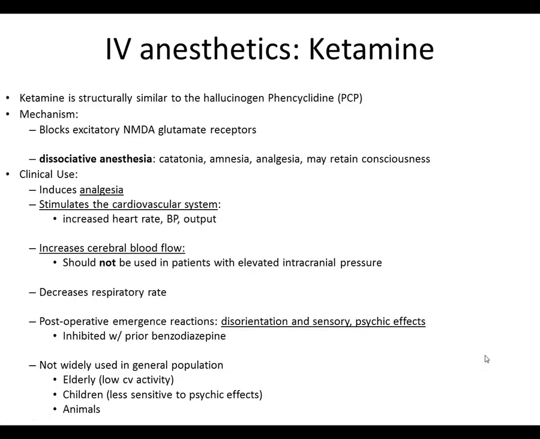Okay, the next two drugs are not going to be GABA-A targeted. The first that we'll talk about is ketamine. Ketamine is closely related to the hallucinogen PCP, and its mechanism of action is to block excitatory NMDA receptors. So since NMDA receptors are a fairly global excitatory receptor, blocking their activity will also lead to fairly global inhibition of neuronal function.